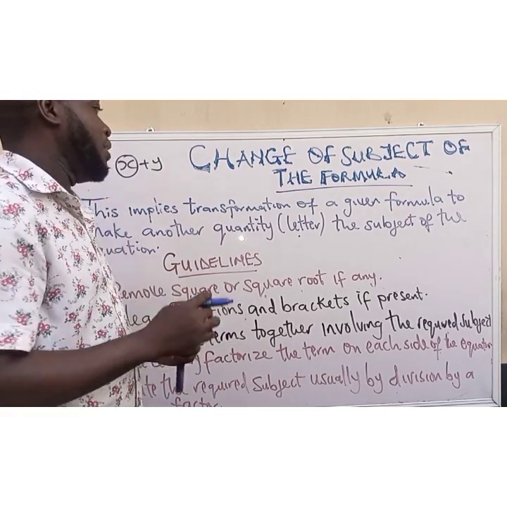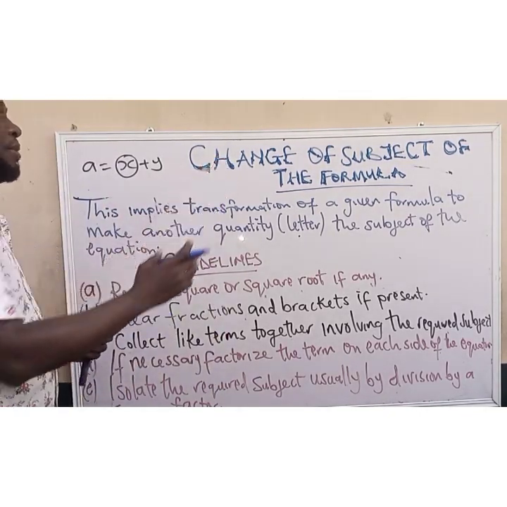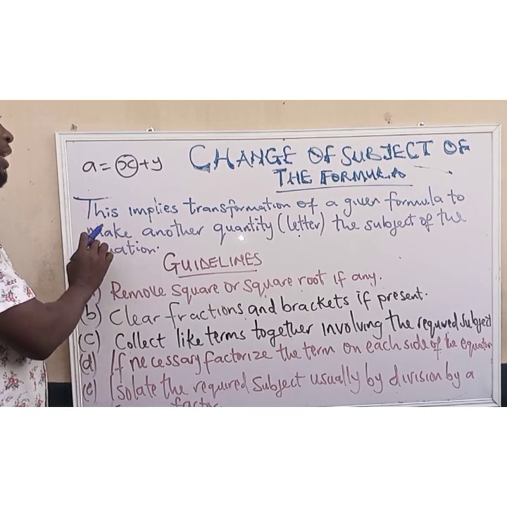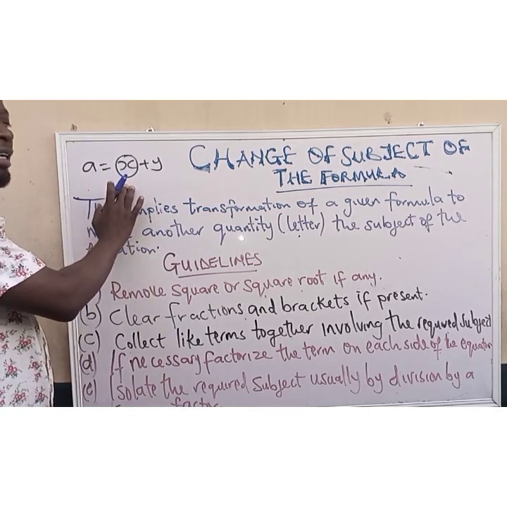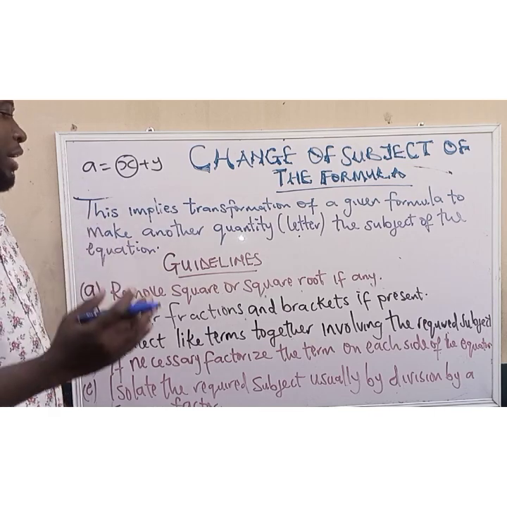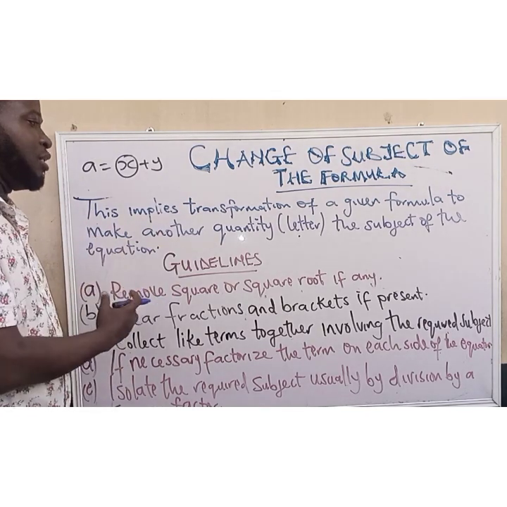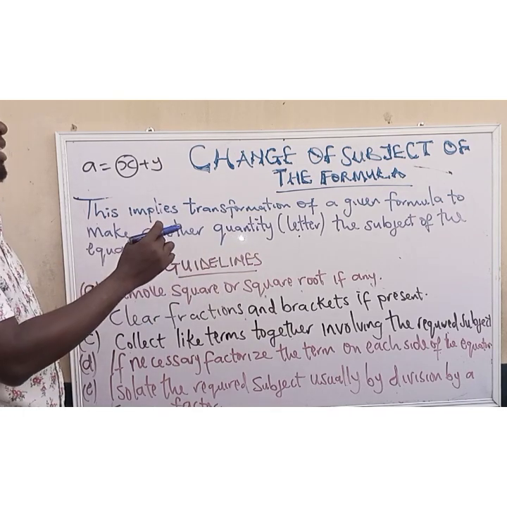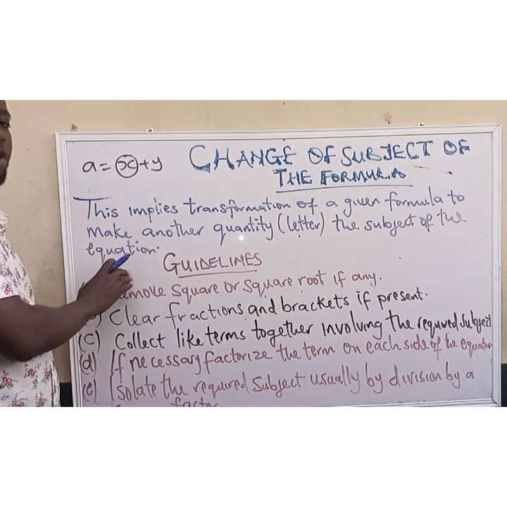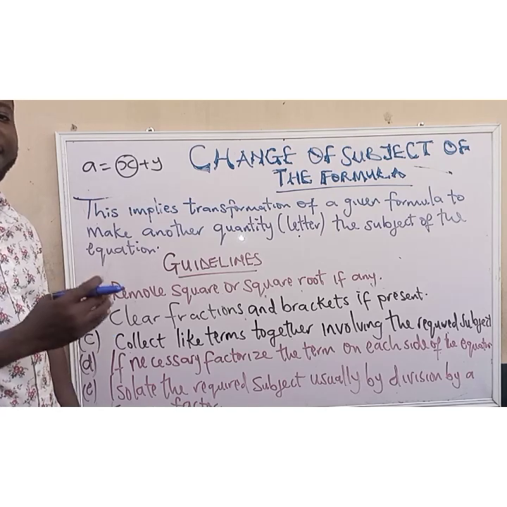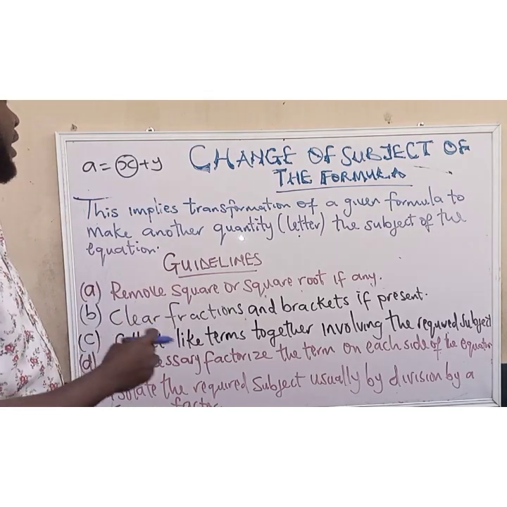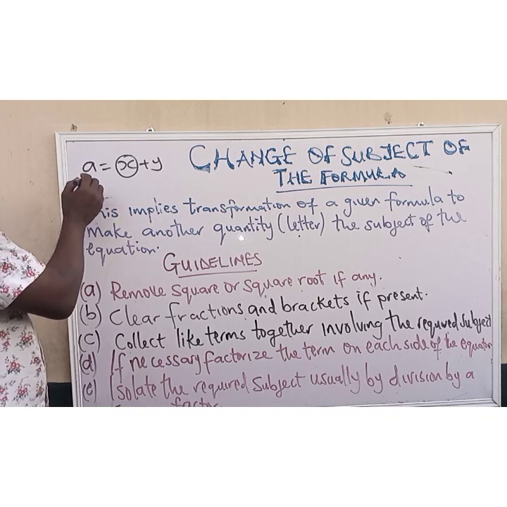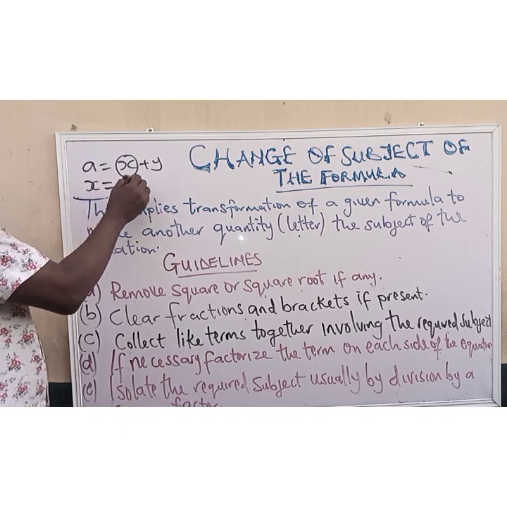So if you want to make x equal to other quantities, that means we are making x the subject of the formula. So when we say change of subject of the formula, it implies transformation of a given formula. For example, a equals x plus y is a given formula, and we want to transform it to make another quantity the subject of the equation. Here we are asked to make x the subject, so x will now be equal to a minus y.